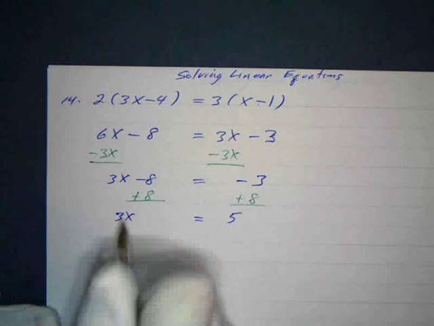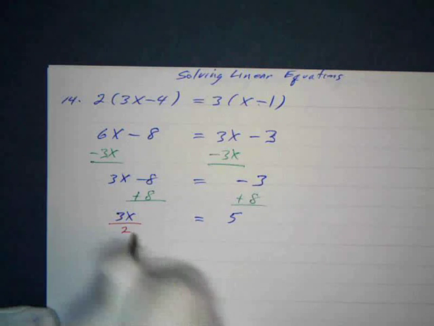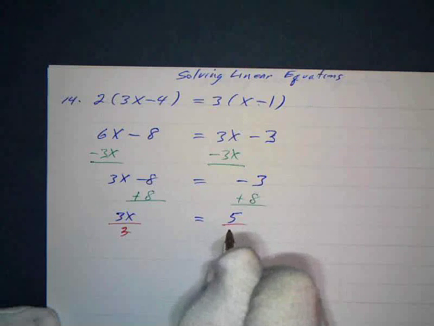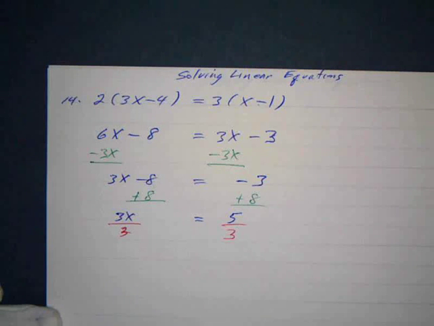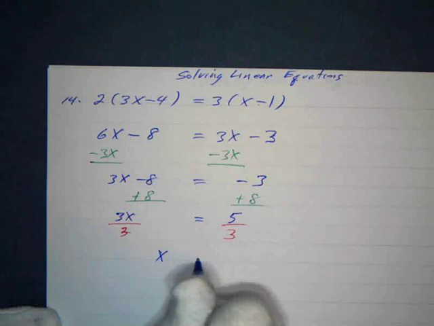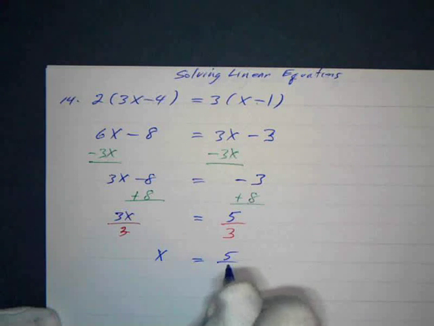And then I just divide both sides. The 3 is joined by multiplication, and the opposite of that is division, so I'll just divide both sides by 3. And 3 over 3 is 1, so that just leaves me with an x. And that equals 5 over 3, just leave it as 5/3.